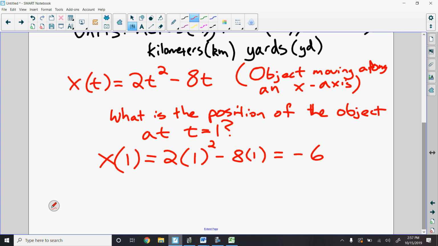right? So we think about how could a distance be negative 6? But again, it's not a distance, it's a position. It's a position of negative 6. Since we're moving along the x-axis, negative is always going to mean left. What this means is 6 units to the left of the origin.